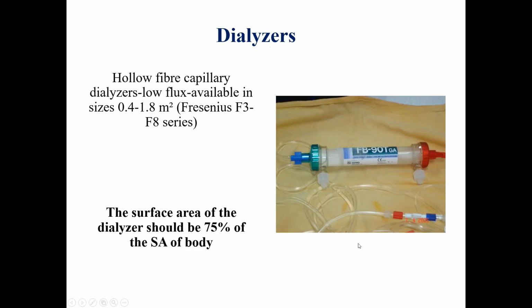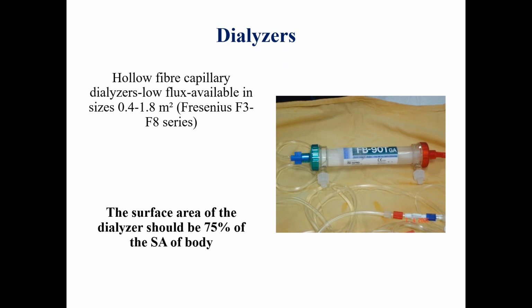Now, this is a dialyzer, a typical hemodialysis dialyzer, but the dialyzers to be used are different across different ages. And the size of the dialyzer primarily depends upon the surface area of the dialyzer, and the surface area of the dialyzer should be 75% of the surface area of the body. So for the smallest dialyzers, in the Western countries we have dialyzers even for infants. But in our country, we are usually able to achieve hemodialysis for children above the weight of 10 kg.